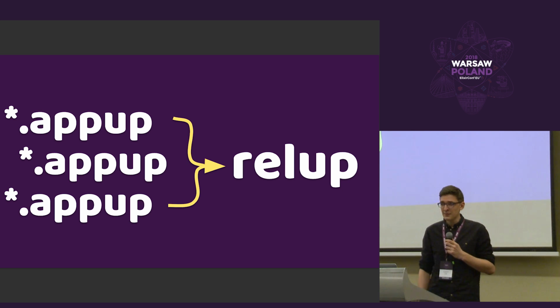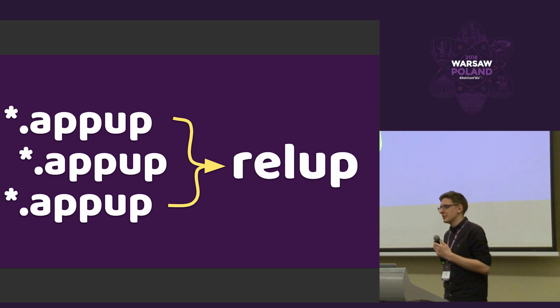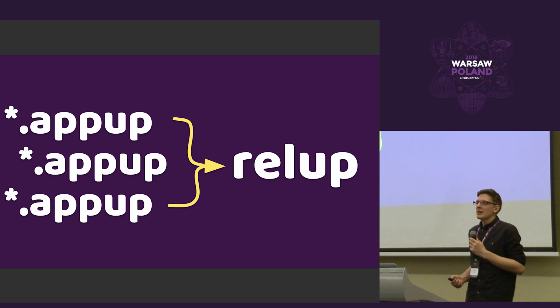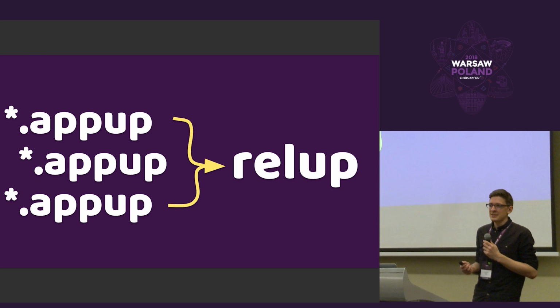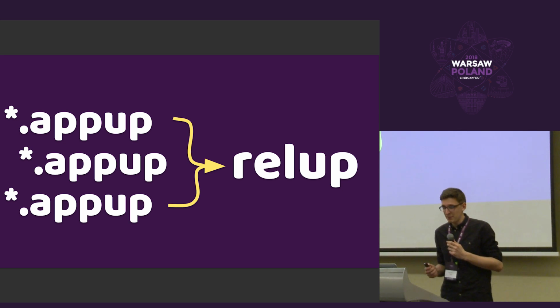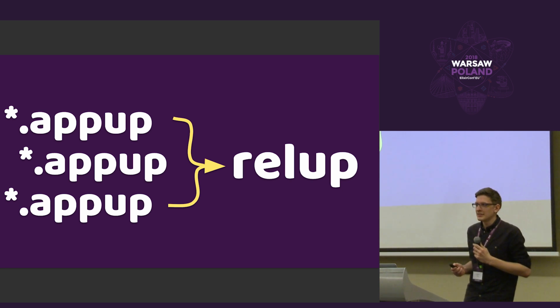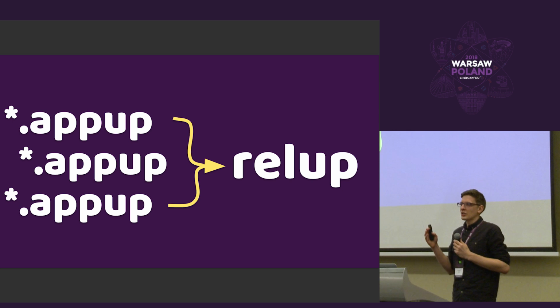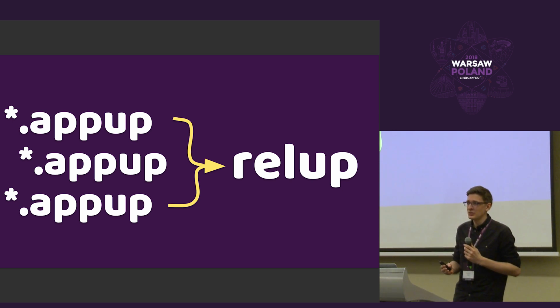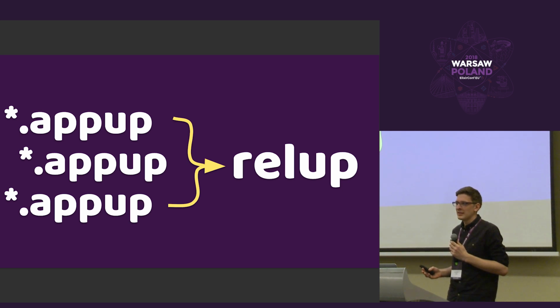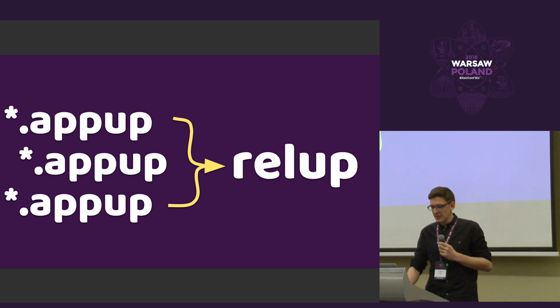Now, these appup files live in the lib directories next to their respective beam files of that application, but they are not part of the release package directly, because when you assemble a release, systool is going to compile and combine all of your appup files into one single relup file. And only this single relup file is then going to be distributed with your release. So that's something to keep in mind.